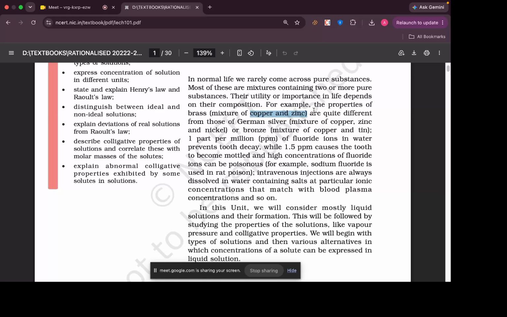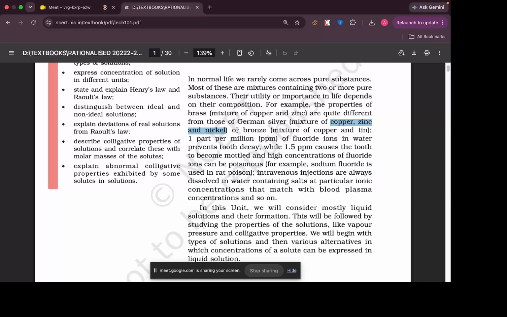But again, if you have a mixture of copper, zinc, but I will also add a little bit of nickel, then I will not get brass. Please remember, I will get German silver. Now you will say, sir, German silver doesn't have a silver. Where is Ag? Silver is denoted by Ag, right? Gold is denoted by Au.